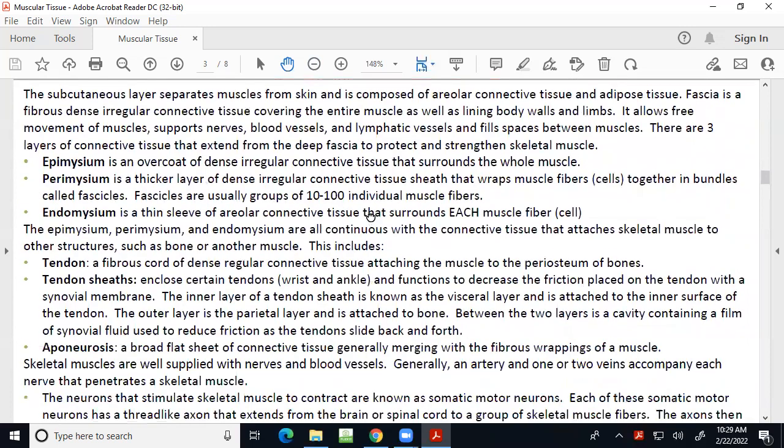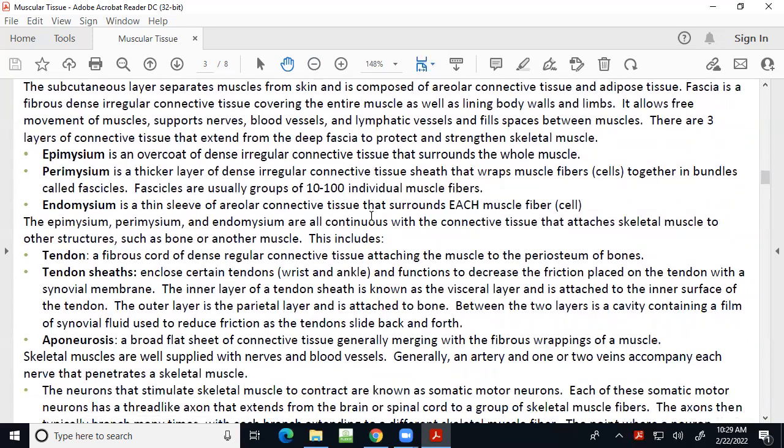All right, so let's talk more about skeletal muscle right now. Just beneath the skin, we previously learned we find what we call the subcutaneous layer or hypodermis, which functions to separate muscles from our skin. It is composed of areolar connective tissue and even more adipose or fat tissue. Okay, associated with the subcutaneous layer is what we call fascia, however you want to pronounce it. Fibrous, dense, irregular connective tissue that covers the entire muscle as well as lining our body walls and limbs. Okay. It allows free movement of our muscles, supports nerves, blood vessels, lymphatic vessels, and fills spaces between our muscles.